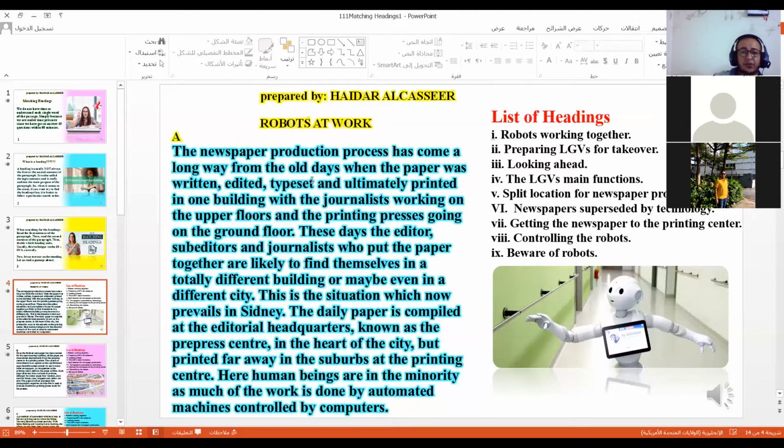Controlling the robots talks about robots. We don't need it. And beware of robots talks about a warning of the robots. Also, we don't need it. So in this case, we have only this answer: split location for newspaper production. That's the only right answer here. Okay, everyone? Now, any questions here?